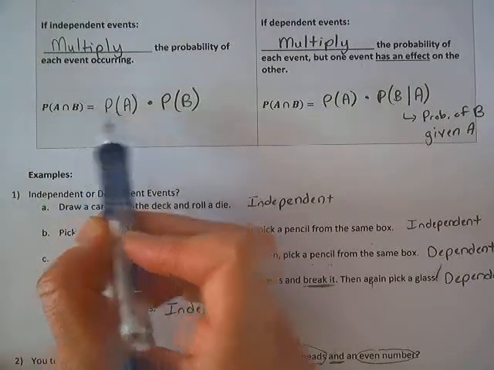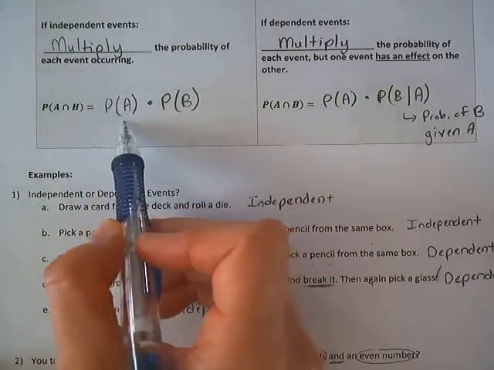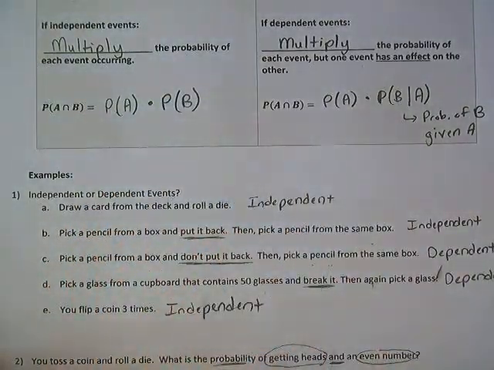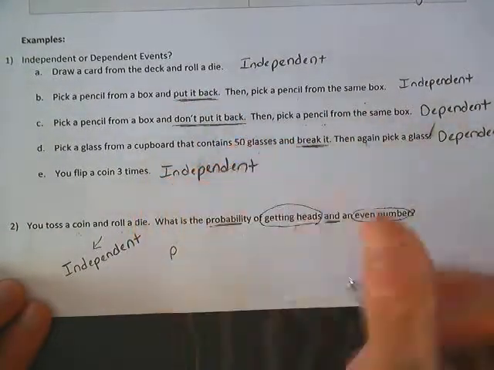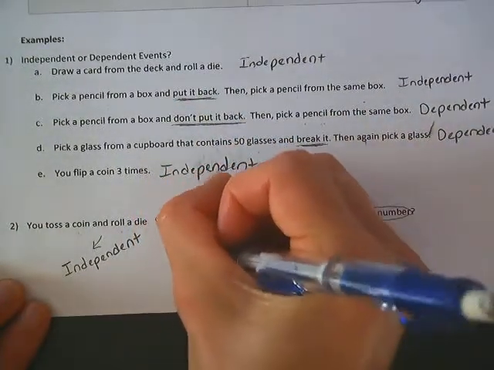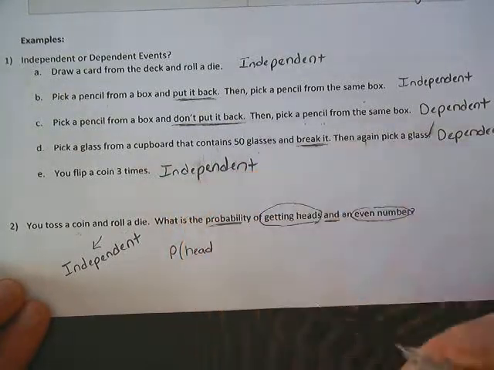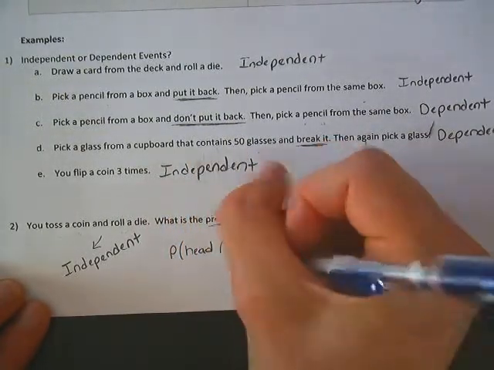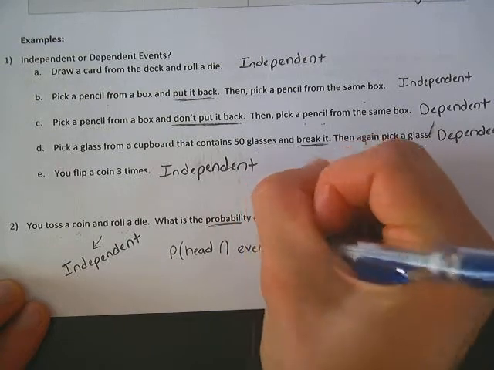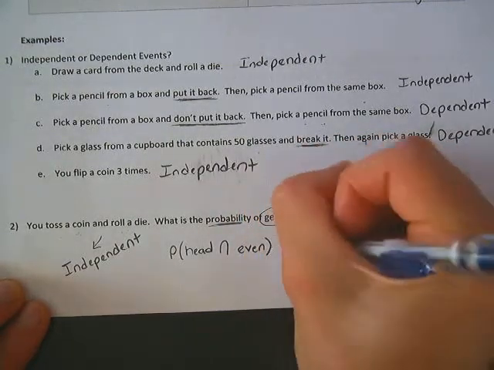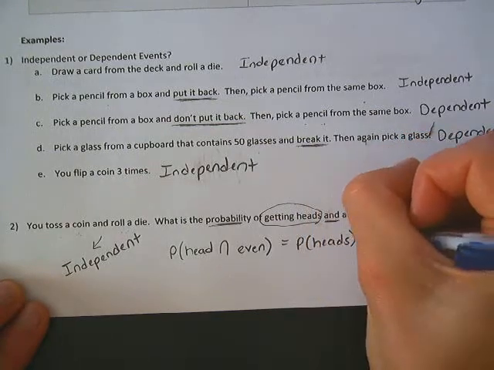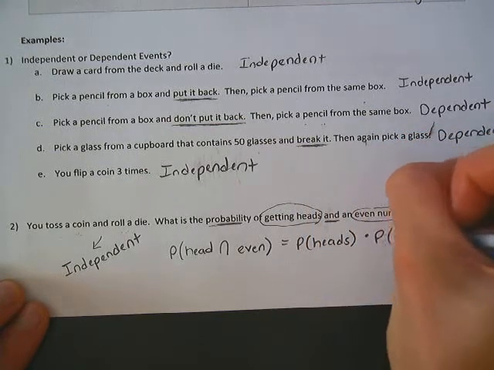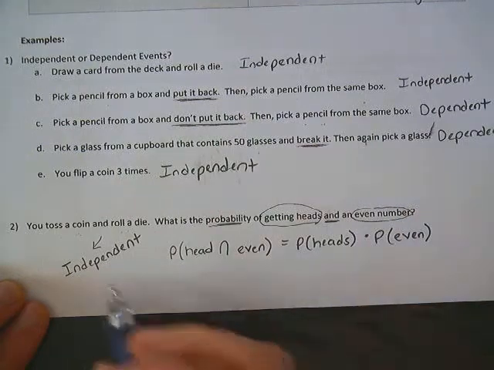All we have to do is just find the probability of one of them happening and multiply it times the probability of the other one. Okay. So in this problem, we're finding the probability of getting heads on the coin, and getting an even number when we roll the die. Okay, so we have to find the probability that we would get heads times the probability that we would get an even number. Okay, that's what we just figured out because they were independent.